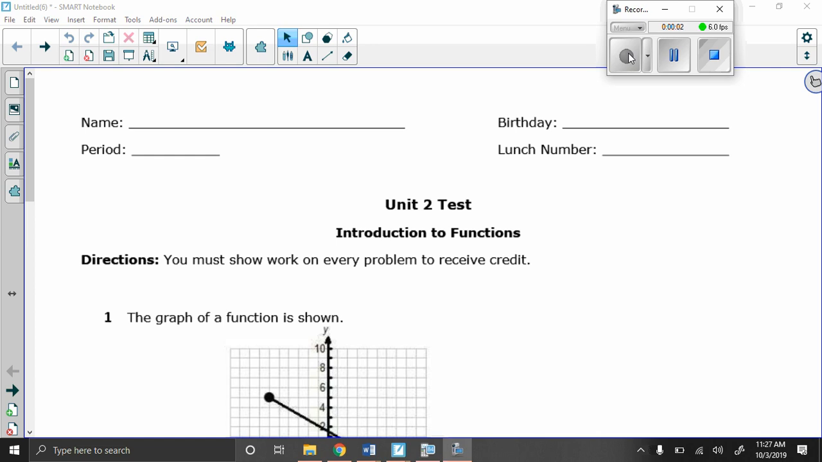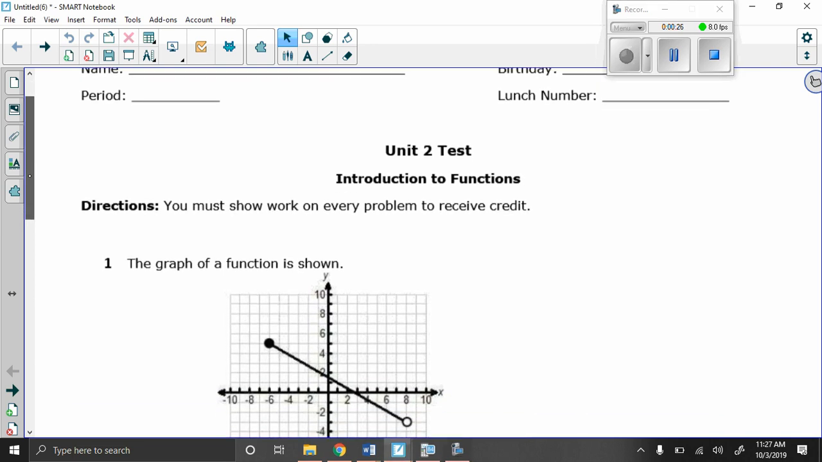Hey guys, so this is the video for your Unit 2 retake. So you'll watch the video. You have to get at least a 70 or above on this in order to retake the test. So if you have not made a 70 or above, please let your teacher know so they can reset the video for you. With that being said, let's go ahead and get started.